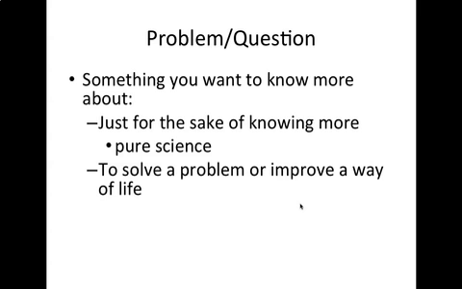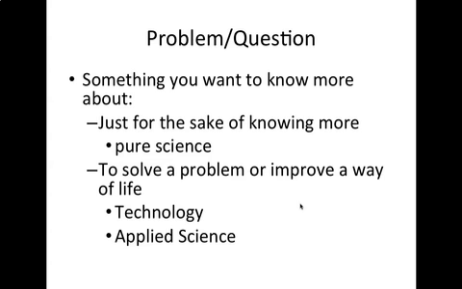If I want to solve a problem or improve a way of life, for instance, now that I know more about what rheumatoid arthritis is, maybe I want to find a cure for it. I want to improve not only a way of life, but my way of life. So I go out to the medical field and I try to find a cure for it. That is called one of two things, either technology or applied science. So it's not just for the sake of knowing something, it's because we actually want to solve a problem or improve a way of life.